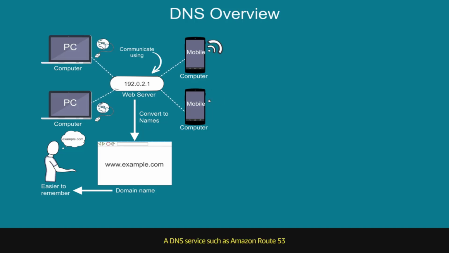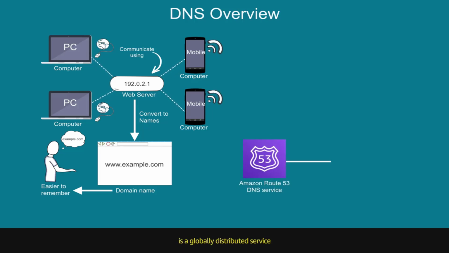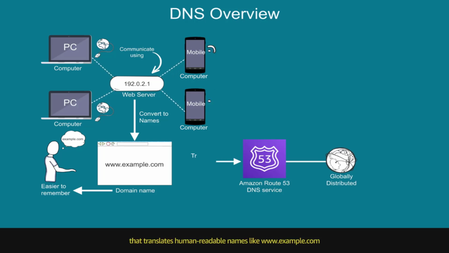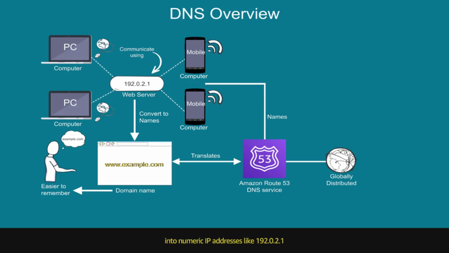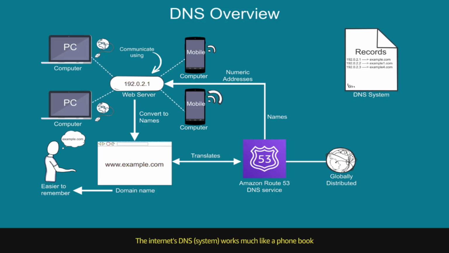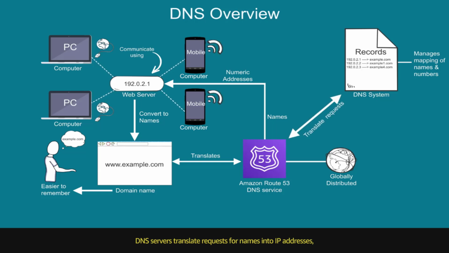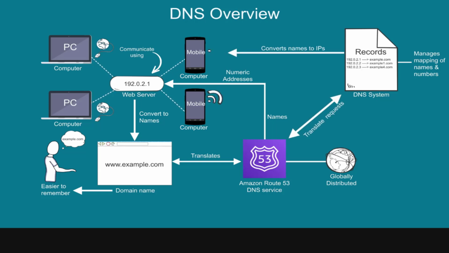A DNS service such as Amazon Route 53 is a globally distributed service that translates human-readable names like www.example.com into numeric IP addresses like 192.0.2.1 that computers use to connect to each other. The Internet's DNS system works much like a phone book by managing the mapping between names and numbers. DNS servers translate requests for names into IP addresses, controlling which server an end user will reach when they type a domain name into their web browser.